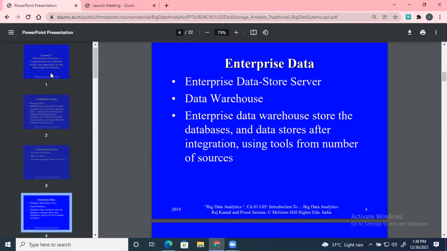Enterprise data means we know the enterprise. In data warehousing, the enterprise data warehouse stores the database, and data stores offer the integration using tools from a number of sources. Enterprise means many places, many companies, and stores, where we collect and store the data. That is called a warehouse. It's a large place. In this place we use a lot of data and metadata. What is metadata? Data about the data is called metadata.